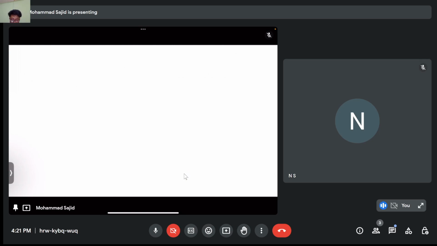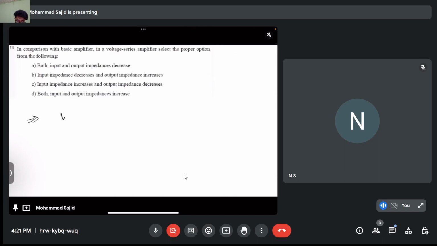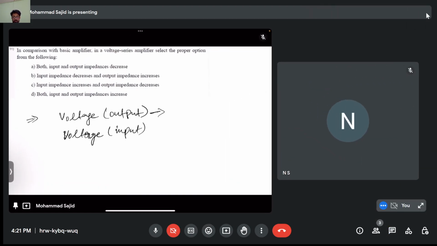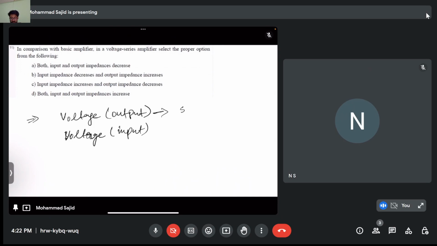In comparison with the basic amplifier in a voltage series, select the proper option. This is a voltage series. Voltage at output, and series means voltage at input. So if I take voltage at output, is it a series or shunt connection? It is a shunt connection, right?